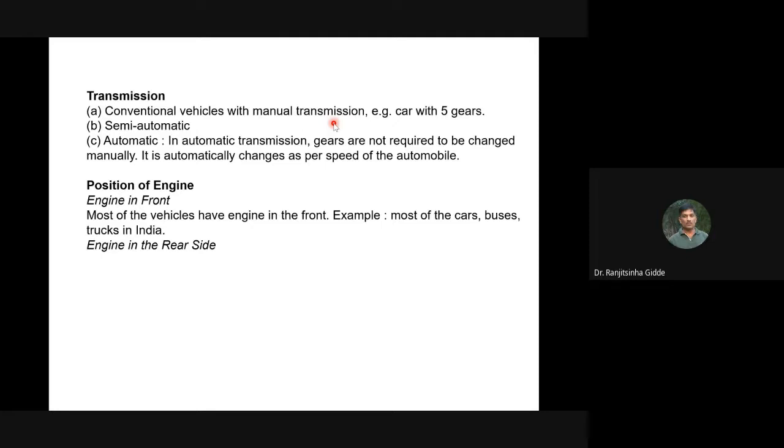Then based on the position of the engine, there are different types. Engine in the front: most vehicles have the engine in the front. For example, most cars, buses and trucks in India have the engine in the front.